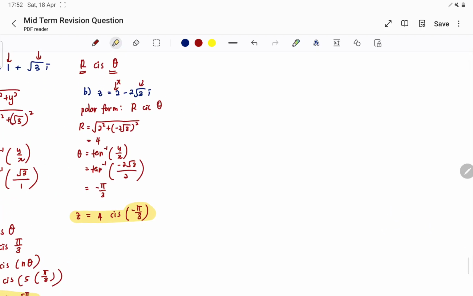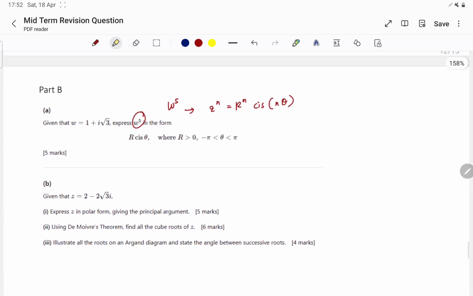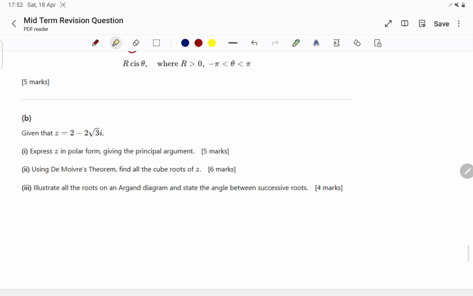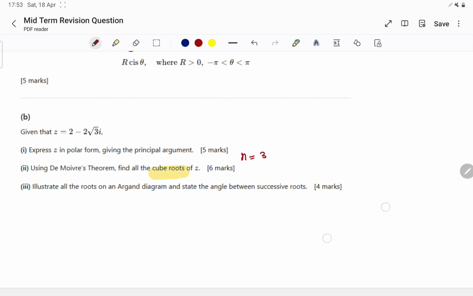Now we proceed to the next one, question C. They said, using the De Moivre theorem, find all the cube roots of Z. Remember, cube roots mean our n is equal to 3. So now we proceed to this question.